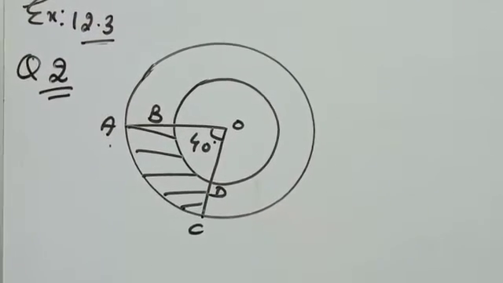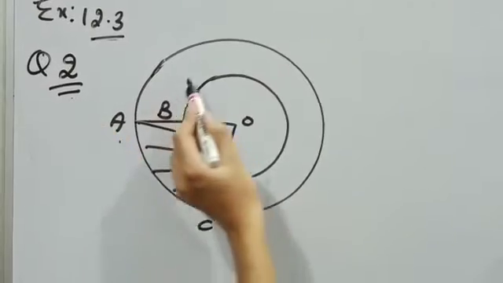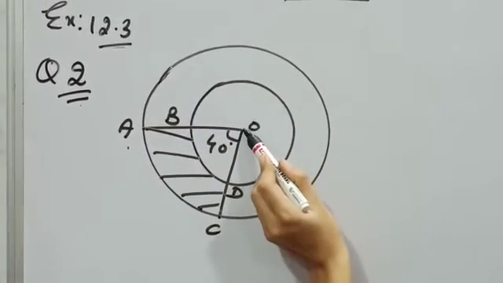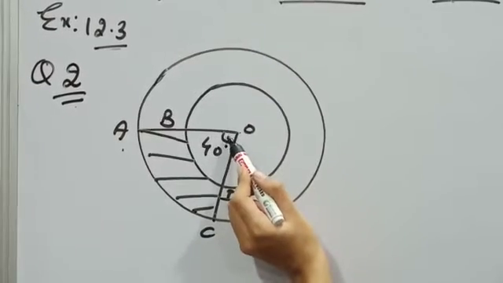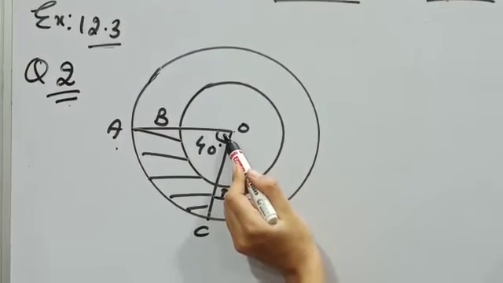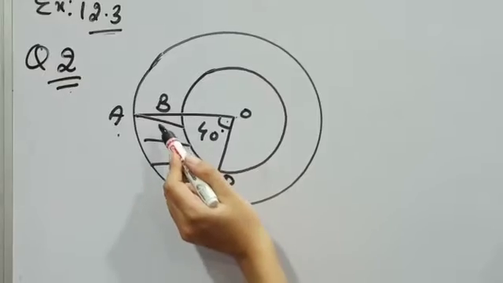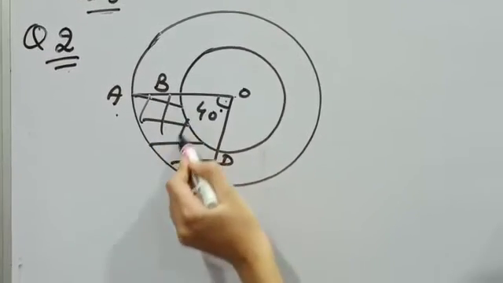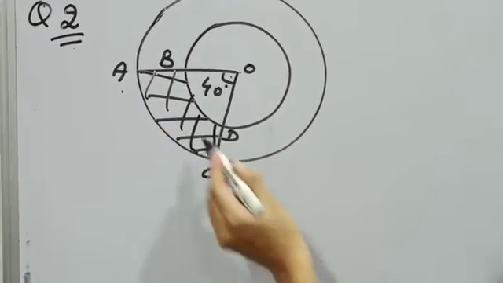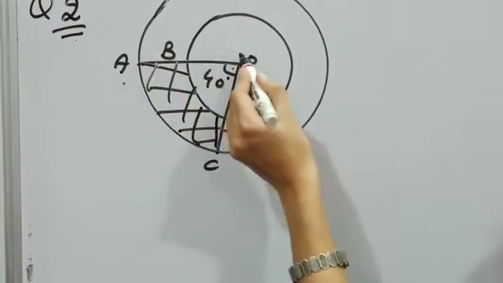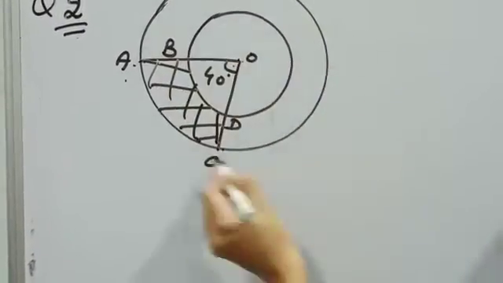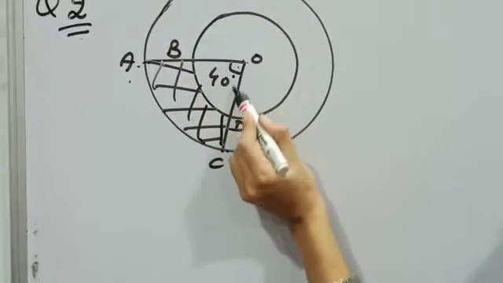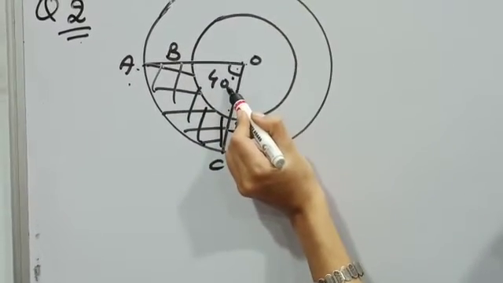Okay dear students, here we have question number two. Two circles with the same center O are drawn, called concentric circles. The central angle is given as 40 degrees, and we have to find the area of the shaded part. If we see, AOC is a sector of the outer circle and BOD is a sector of the inner circle, right?